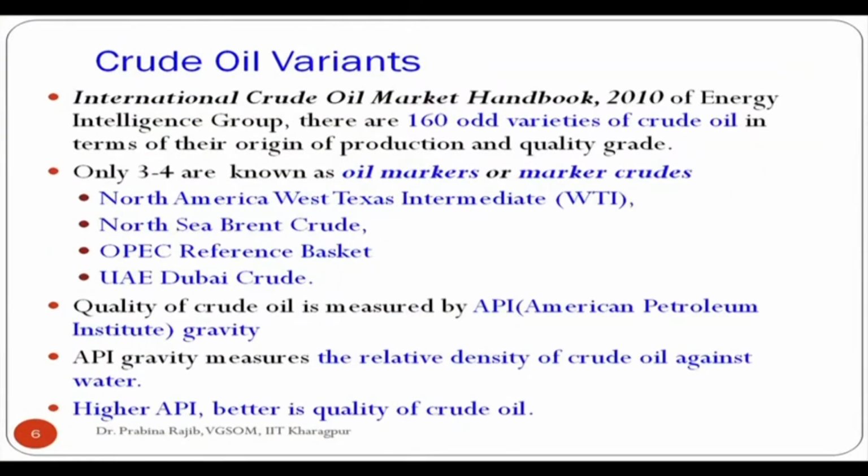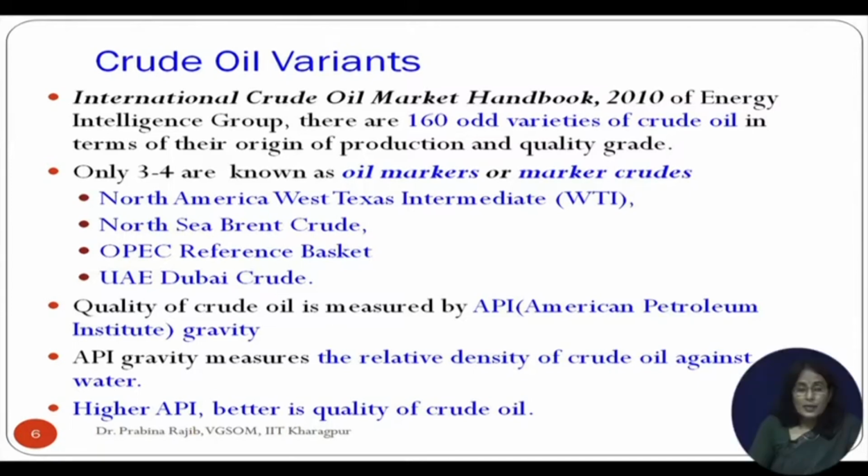Now let's discuss a little more on crude oil types. In the world, as per the International Crude Oil Market Handbook 2010, which is produced by the United States Energy Intelligence Group, there are 160 odd varieties of crude oil in terms of their origin of production and quality grade. So all over the world, different companies at different geographical locations produce crude oil, which can be categorized into as many as 160 varieties.